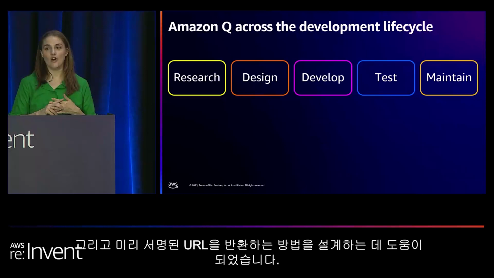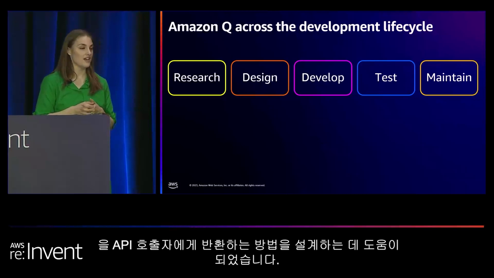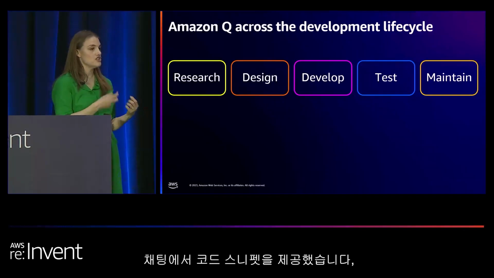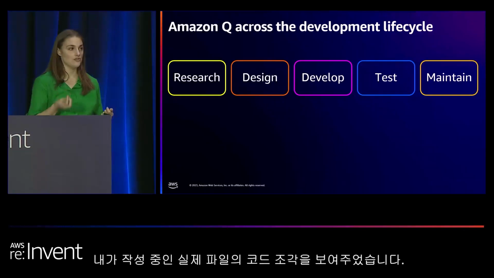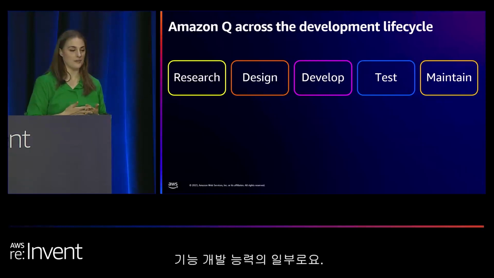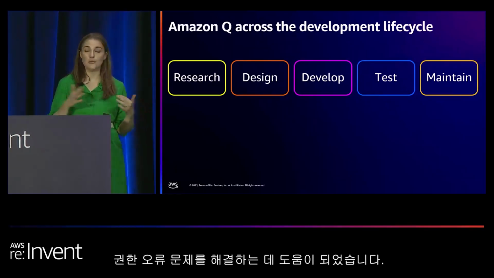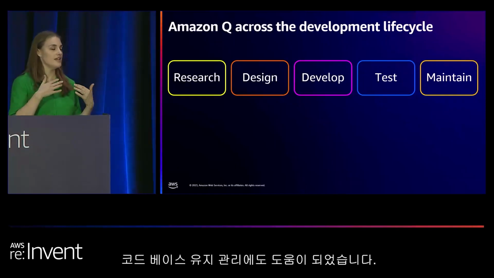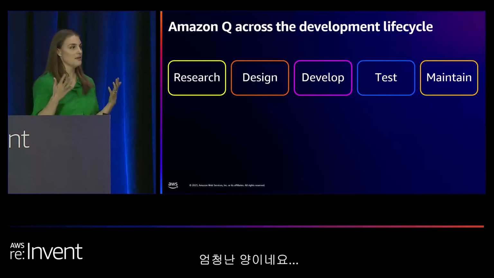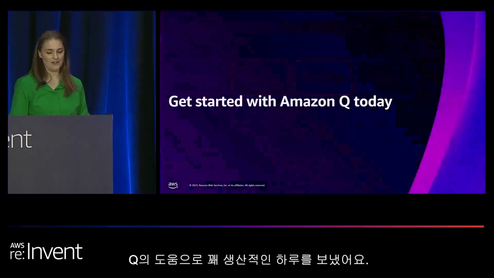Q helped me to research what S3 is as a new member of this team and new to AWS, and it helped me design how to return pre-signed URLs to my API caller. It helped me to write the code. It gave me code snippets in the chat, code snippets in the actual file I was writing, and it even gave me most of the code I needed as part of that feature development capability. So Q helped me write tests as part of that. It helped me troubleshoot a permissions error, and it helped me maintain my code base by upgrading the version of Java that I was using. So I've had a quite productive day with Q helping me along the way.